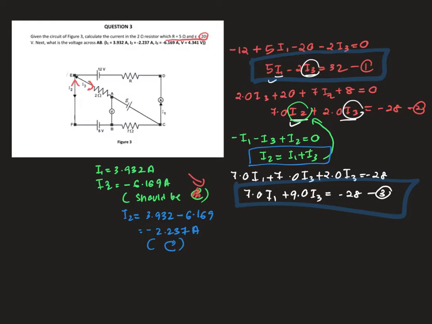So you can use A to B here, or A to B here, or A to B here. You can choose any path. Definitely you are going to get the same answer if your I1, I2 and I3 are correct.